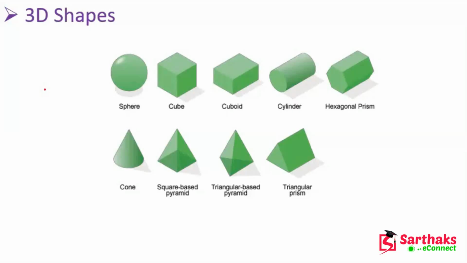Whereas 2D shapes have only two dimensions, that is length and width, sometimes also called breadth. Now you can see that all these figures are 3D figures, like sphere, cube, cuboid, cylinder, hexagonal prism, cone, square base pyramid, triangular base pyramid, and triangular prism. All these are 3D figures or 3D shapes. I hope you get this point, my dear friends.